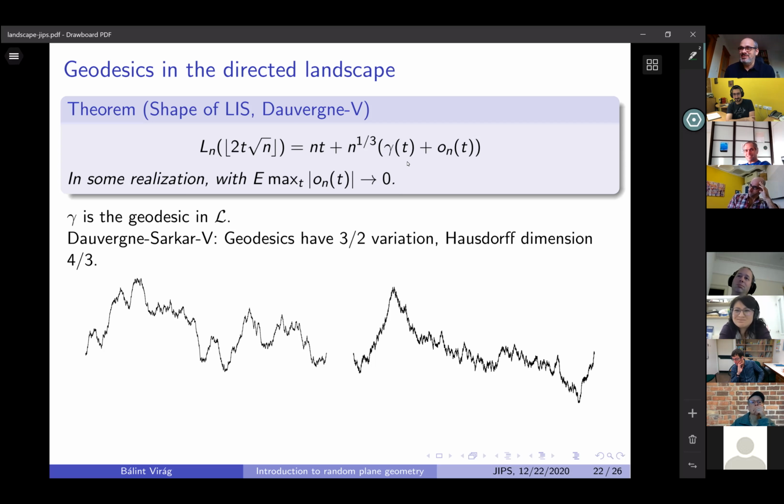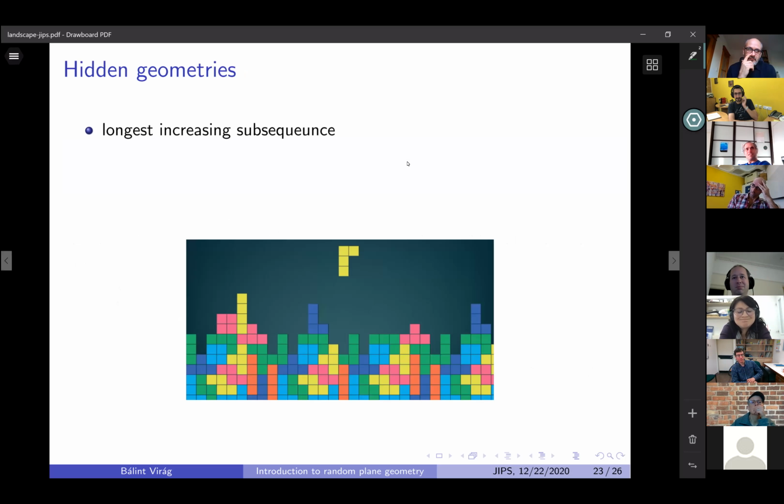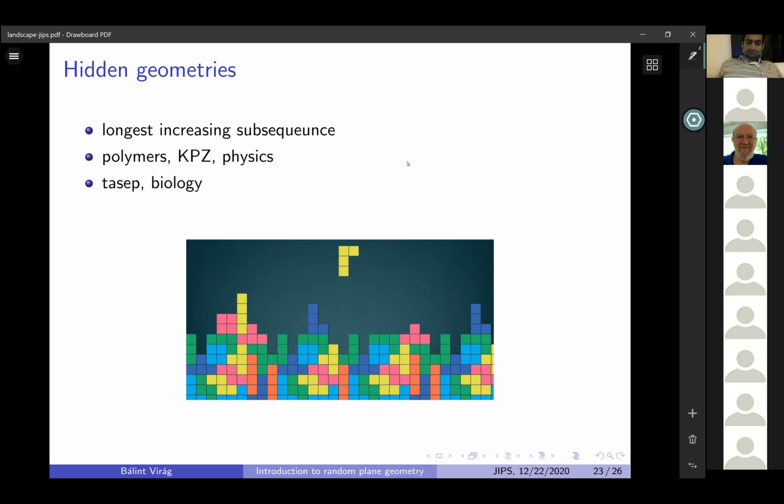The upper bound is 9. So there are these kinds of questions. There is the longest increasing subsequence, and there are polymers, which I sort of explained. Then there is the KPZ equation, about which I'm going to say a few words. And there is TASEP, which is a particle system. I'll talk about it. It actually comes from biology. TASEP was introduced in a biology paper before mathematicians cared about it.